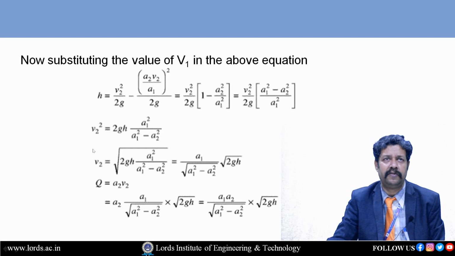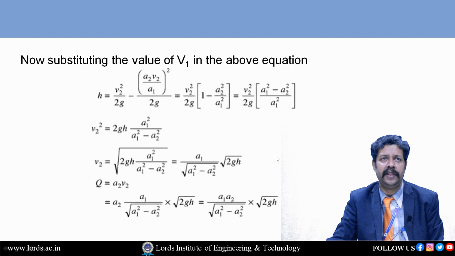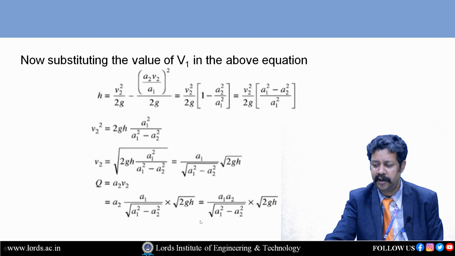So if you consider square root, then you will get A1 by square root of A1 square minus A2 square into square root of 2GH. Q is equal to A2 into V2. So now we have already calculated the value of V2, and I am substituting the value of V2 in this equation. Q is equal to A2 into V2. V2 is nothing but A1 divided by square root of A1 square minus A2 square into square root of 2GH. So now this can be written as A1 A2 root 2GH by square root of A1 square minus A2 square.